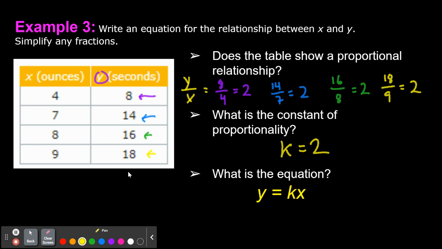So what is our equation? Well, we're just going to take this k, we're going to remove it, and we're going to put 2 in its place. So y equals 2 times x. And that is our equation.